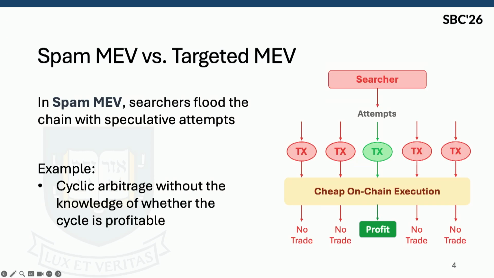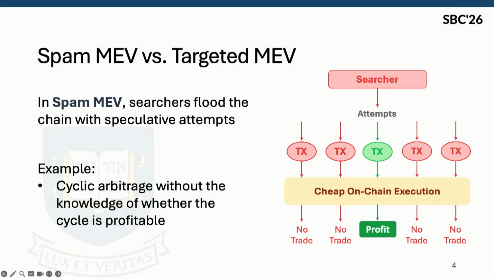In contrast, spam MEV is different. It presents a completely different execution strategy. In this case, there is a searcher who does not perform targeted searches off-chain with data from the mempool. Instead, they just submit a lot of transactions on-chain, hoping one of them will grab some value.